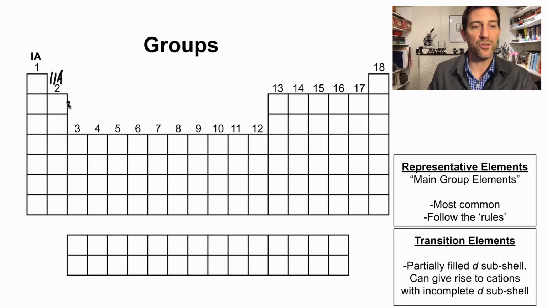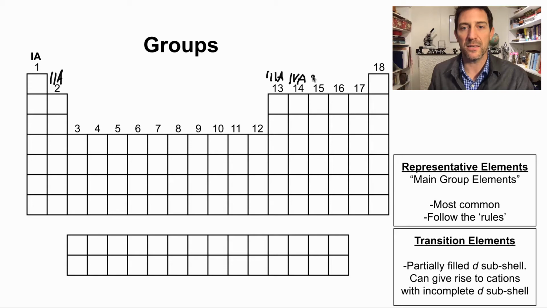Now, we have to jump over what I like to call the Grand Canyon of chaos here. These are the transition elements. They don't follow the same rules. We're going to come back to those. Instead, we're going to jump right over here, and this is going to be our 3A. This group is 4A. This is 5A, 6A, 7A, and 8A.